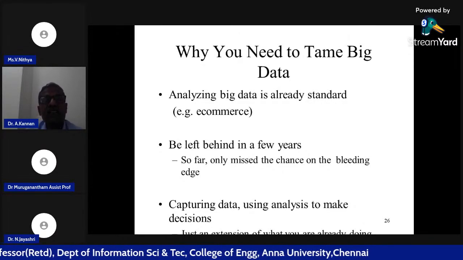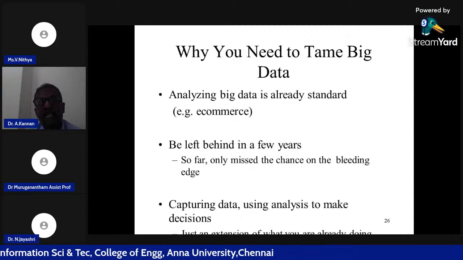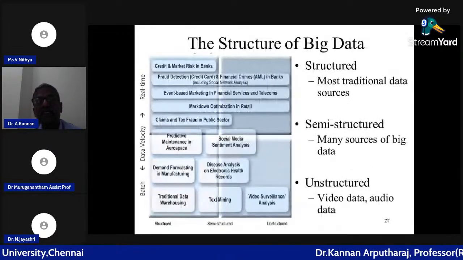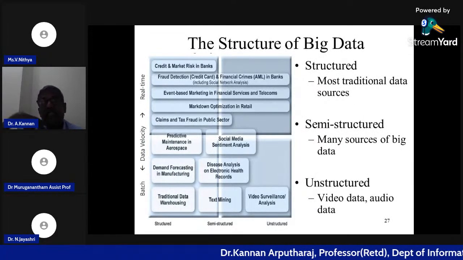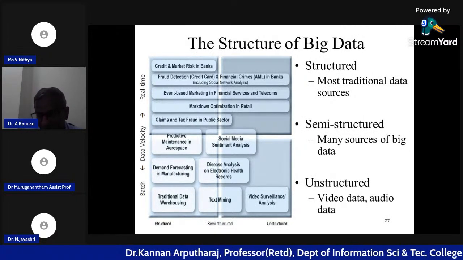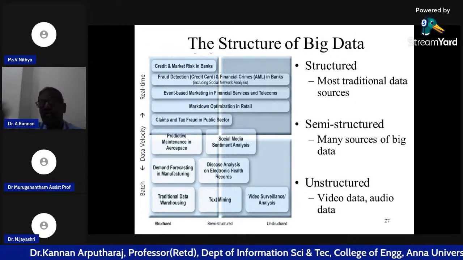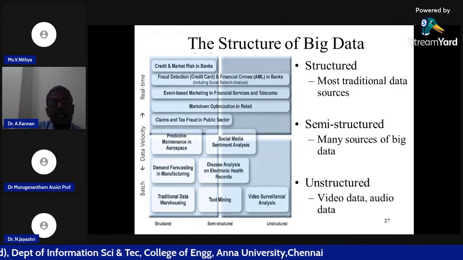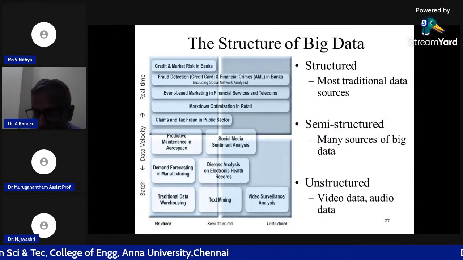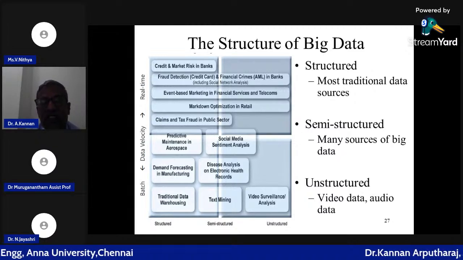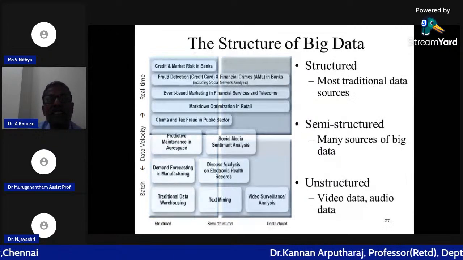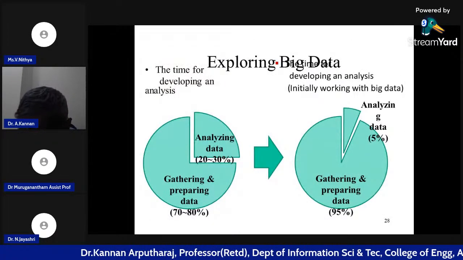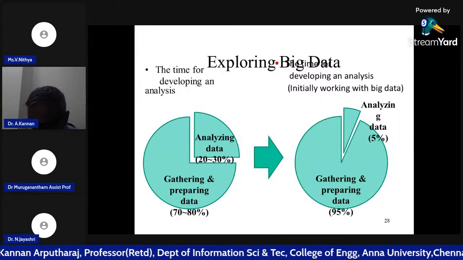Next, if you have only past data and the current data, you will not be able to do analysis. You have to analyze by expecting the future data. So you have to provide facilities for storing structured data, semi-structured data, unstructured data. You have to build data warehouses, databases, like that. So many repositories you have to build. Then you have to do the analysis. You have to spend more time on data gathering and arranging it.